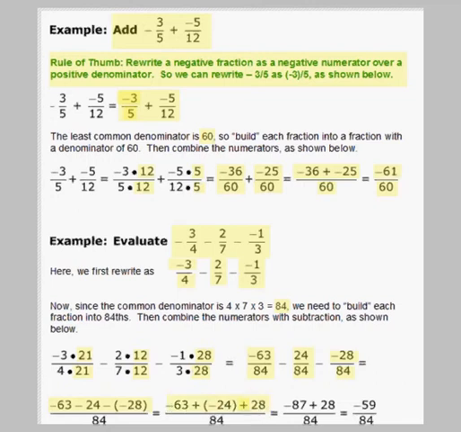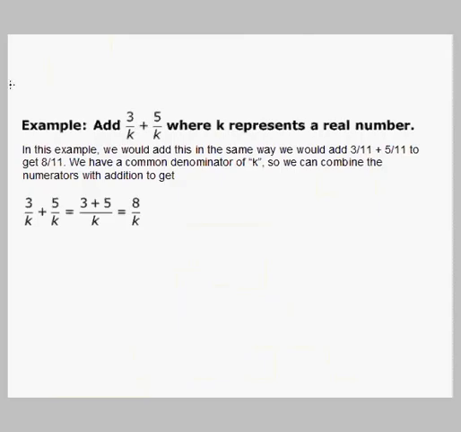Now we can combine all those together from left to right. -63 added to -24 is -87. And we still have to add that to 28. And -87 added to 28 makes -59. So our answer is -59/84.